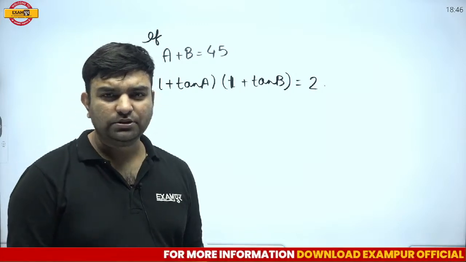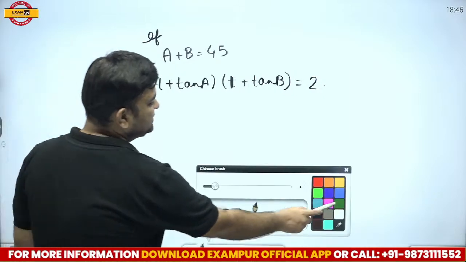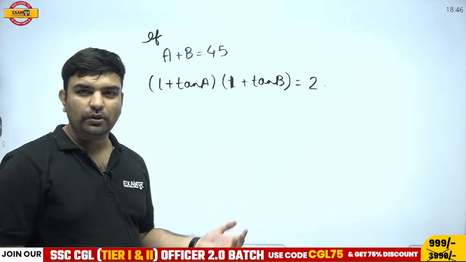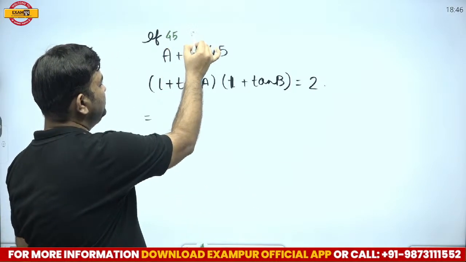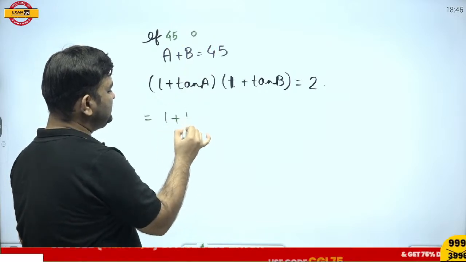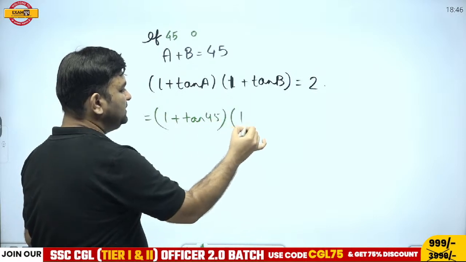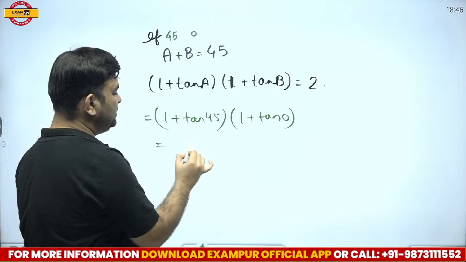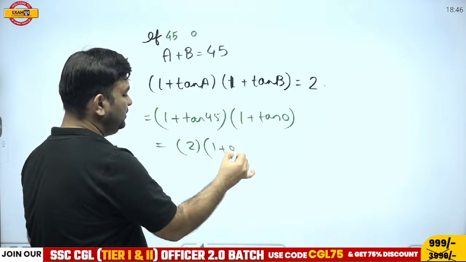Yeah, Anupam, why not? 1 plus tan a into 1 plus tan b is 2. You can cross check as well. Take a as 45, take b as 0. So 1 plus tan 45, 1 plus tan 0. tan 45 is 1, so 1 plus 1, 2. And tan 0 is 0, so 1 plus 0.